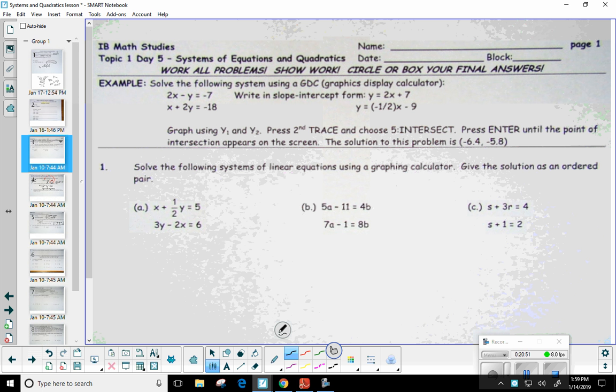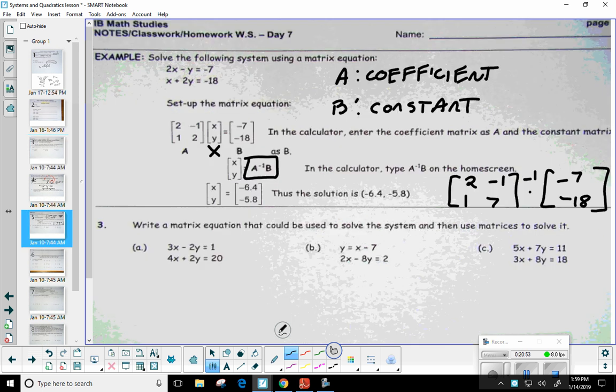But I think, with these three here, really you've got four because you remember how I showed you to type it in the calculator the other day? Or do we need to revisit that? Can we go over it? You want to go over that again? Okay. So let's take C and plug it in. 5x plus 7y is equal to 11.